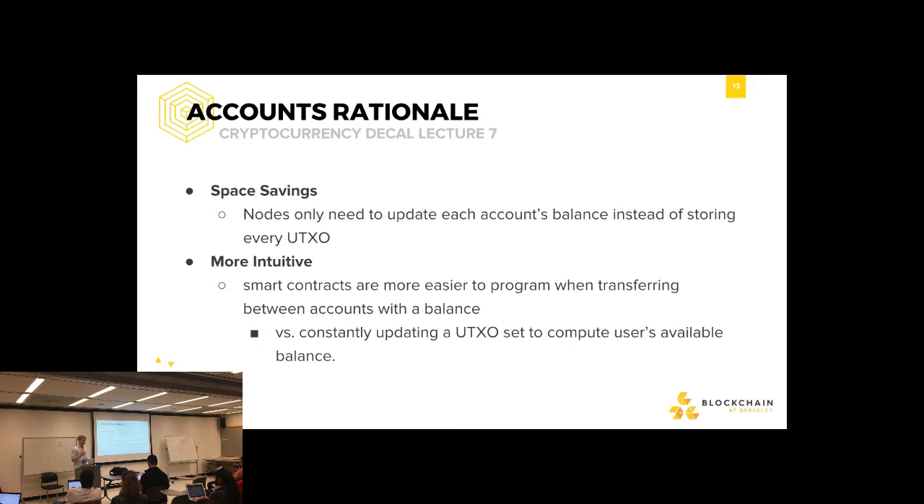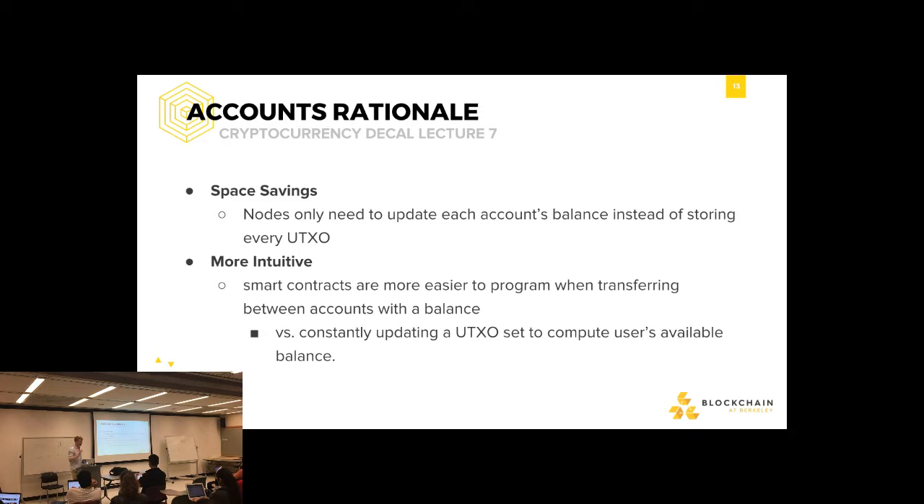And the rationale for Ethereum using this account model is that it actually saves space as compared to the UTXO model. In the UTXO model, you have to save the unspent transaction outputs of every single transaction, whereas in the Ethereum model, when you see a new transaction sending money from Alice to Bob, you just update the balances in Alice and Bob's accounts. And so you don't have to continually add new unspent transactions to the mempool.